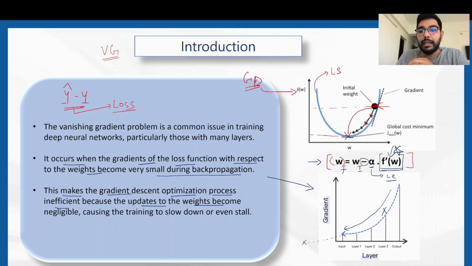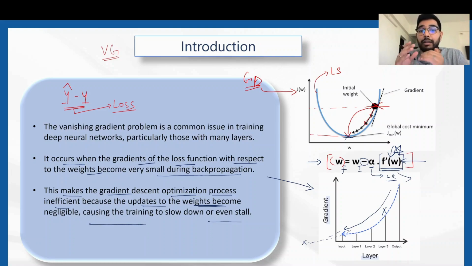If you see over here, f dash of w, which is the derivative or the gradient, is the major chunk of how the weights or the parameters are being updated using this equation. The process of gradient descent becomes inefficient because the updates to the weights with respect to this particular equation become negligible. As we go through the back propagation through each of the layers, the gradient becomes negligible as we propagate through the layers, causing the training to slow down or even stall.